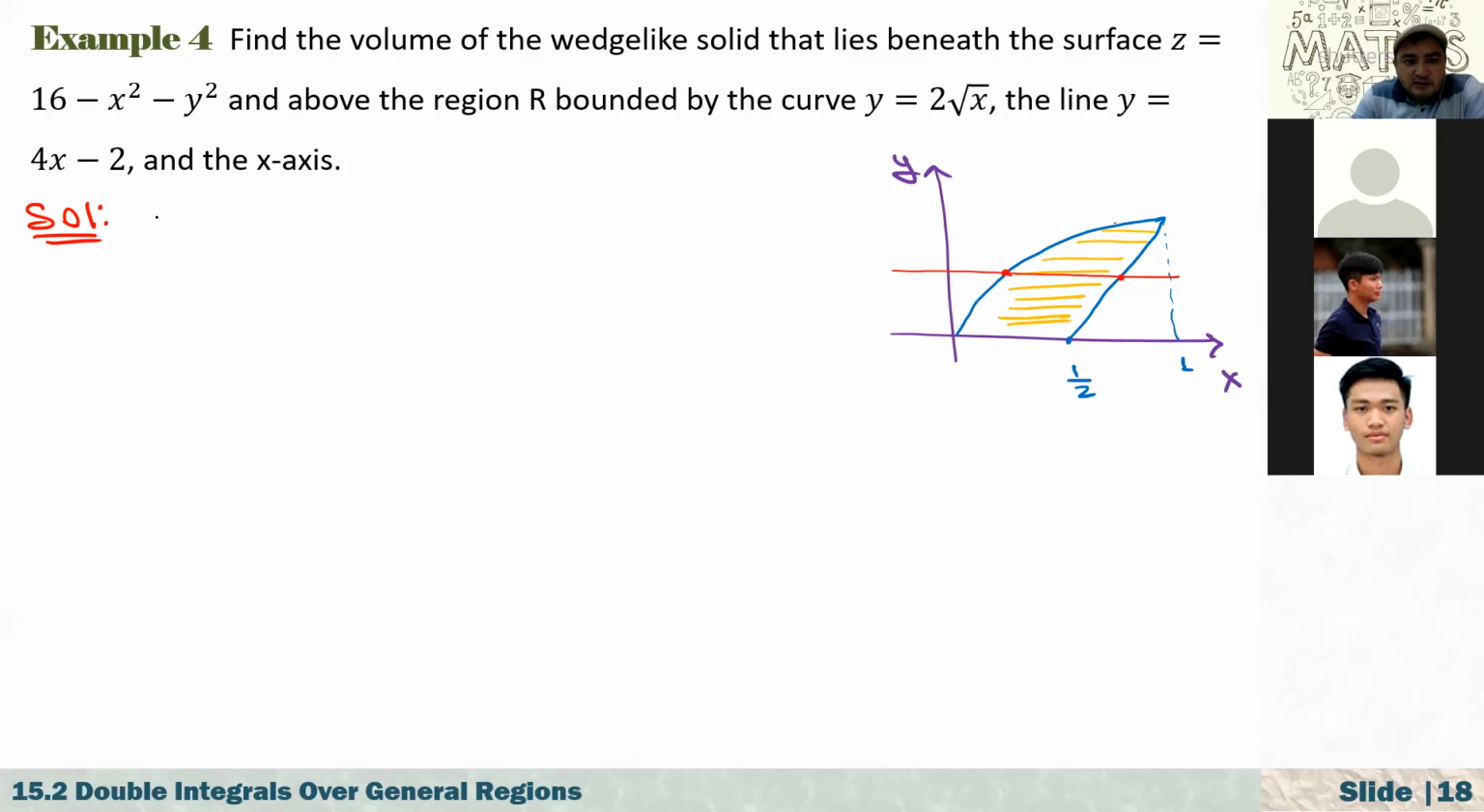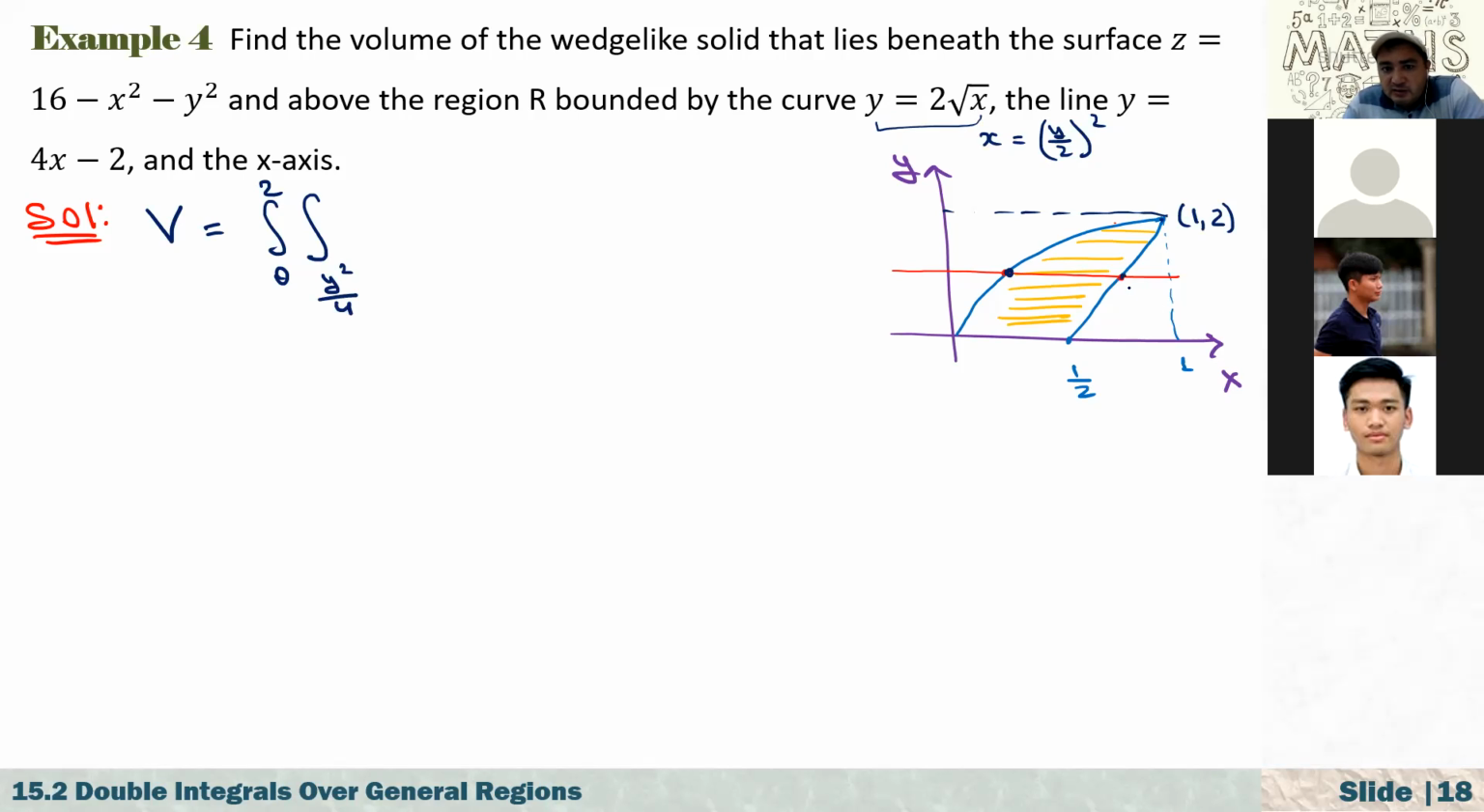So here, solution. What is it? So this, let's say it is V, that is double integral. And first, y is changing. What is this point? When x is 1, y is 2, right? So y is changing from 0 to 2. And how about x? It enters here and exits here, right? The entering part from here, y equals 2 times square root of x. So from here, what is x? x equals y over 2 squared. So it is changing from y squared over 4.